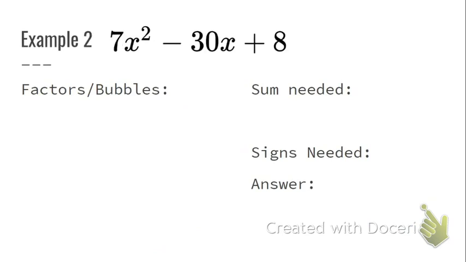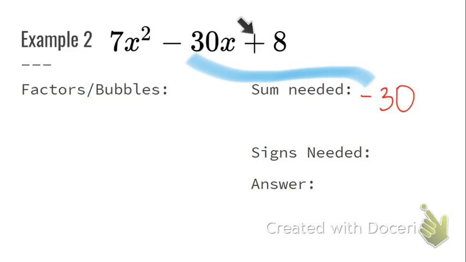All right, this time the sum we need still comes from the middle. It is a negative 30. We are still trying to multiply to a positive number, but we are adding to a negative number. So we need both of our signs to be negative this time.